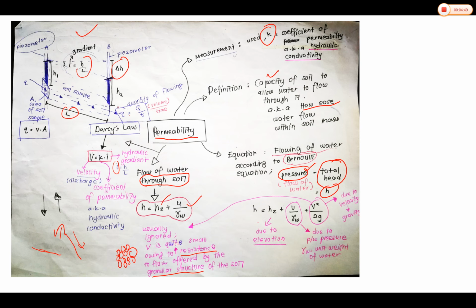And then the quantity of water flowing out, which is Q, is equivalent to Q over t times A, the quantity to the time here. And the q equals v times A, where v is the velocity and A is the area of the sample. Okay, area of the sample.